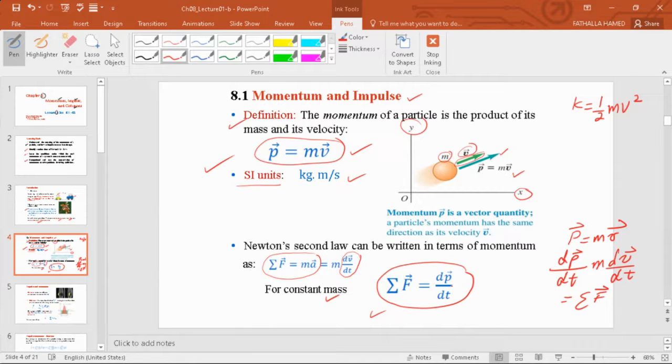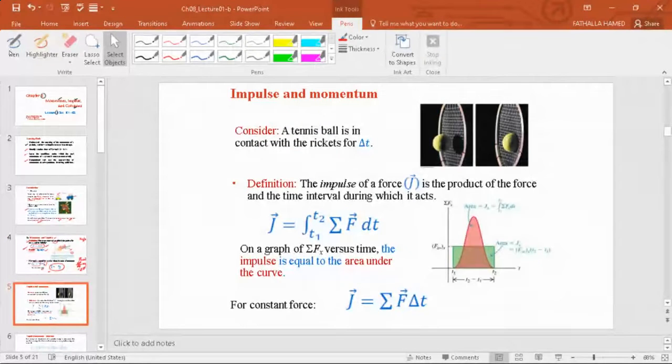So these are the two concepts, or one of the concepts, that we're going to use today. Now we're going to look at impulse and what we mean by impulse. You look at the figure here, you have a tennis ball, it hits a racket. As soon as it gets to the racket, it will deform it, and it will stay with it for some time, and then it recoils back. So it will stay for a certain period of time, and then it recoils back.